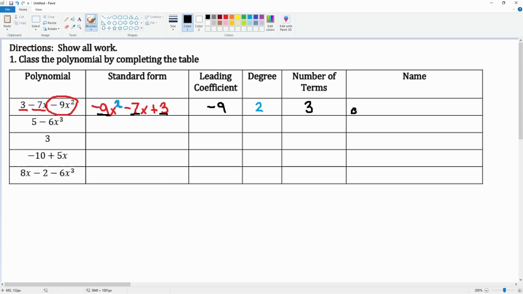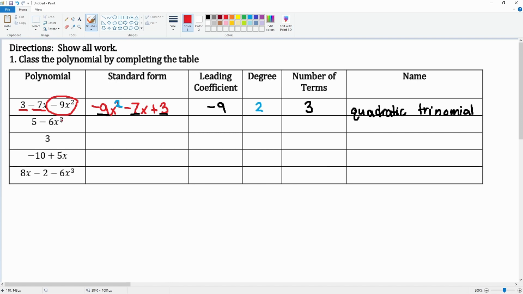So this makes it a quadratic. And then the fact that it has 3 terms, we call that a trinomial. So this is called a quadratic trinomial.